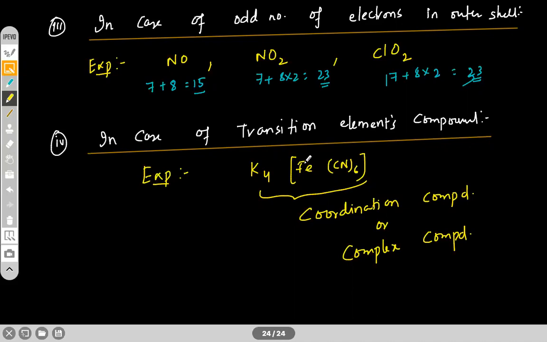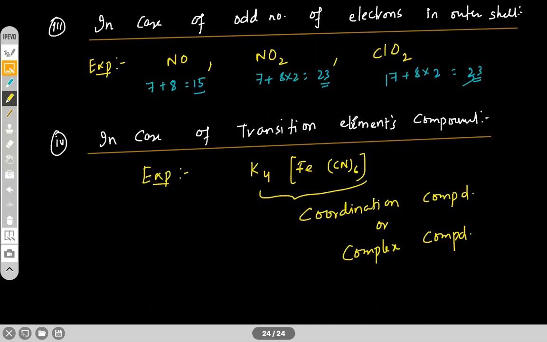But here you see the metal, that is iron, it takes electrons from 6 cyanide. So obviously it has more than 8 electrons, 6 cyanide ions we have. And that's why it does not follow the octet rule. So in these 4 cases, the octet rule is violated. Only second period elements follow the octet rule, right? In that also, there are few elements like boron that do not follow the octet rule. So these are the drawbacks in this particular theory of octet rule.